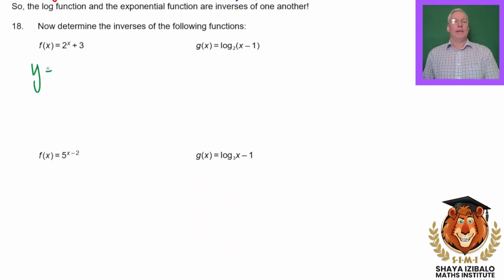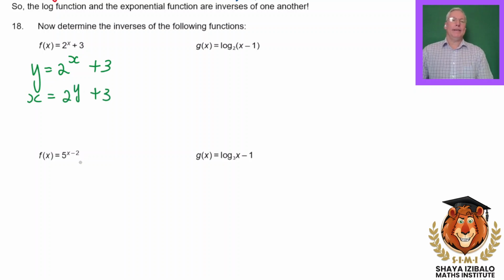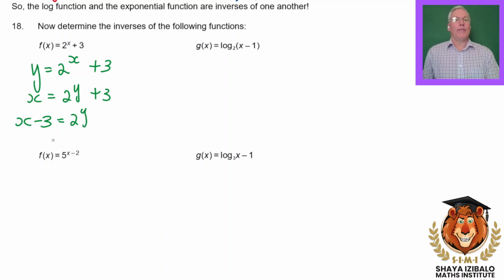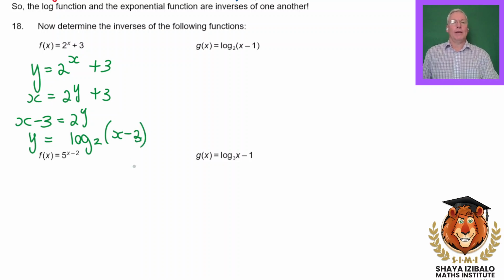Right, first thing, write it as y equals 2 to the x plus 3. Next, swap x and y around: x is 2 to the y plus 3. Next, get y on its own. That's going to involve logs, but before we do that, we subtract 3 from both sides. So x minus 3 is 2 to the y. Now we write it in log form. So y is log base 2 of x minus 3. Just be careful here, we do need the brackets, because it's the log of that whole thing, x minus 3.